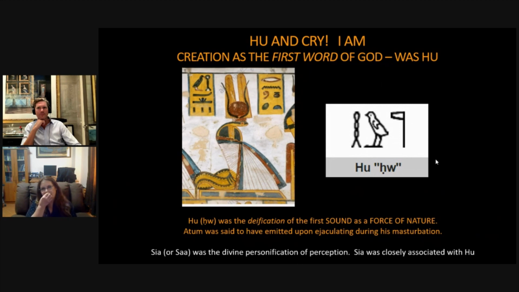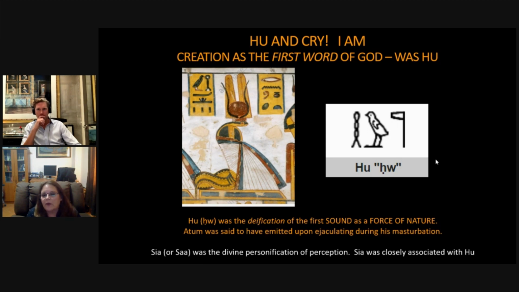Hue and cry. Every time I think of the netter Hu, I always think hue and cry. And Hu was the definition of the first sound as a force of nature. Atum was said to have emitted this first sound upon ejaculating during his masturbation, right? Now, Hu is always coupled with Sia, right?